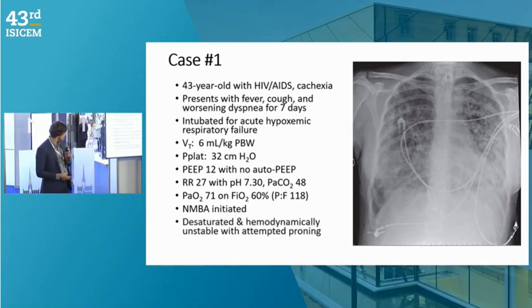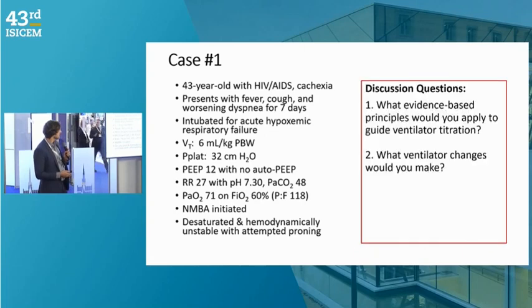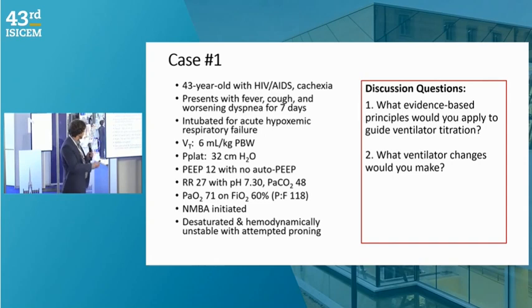The clinical team attempted to prone the patient, but hemodynamically, the patient became bradycardic and hypotensive and started to desaturate. So they decided to leave the patient supine to avoid causing harm. So I guess the first thing to think about is how you feel about the ventilator settings the patient is currently on. What principles would you think about in making any changes? And then what types of changes might you think about making initially? So if anybody is brave enough to opine, please.